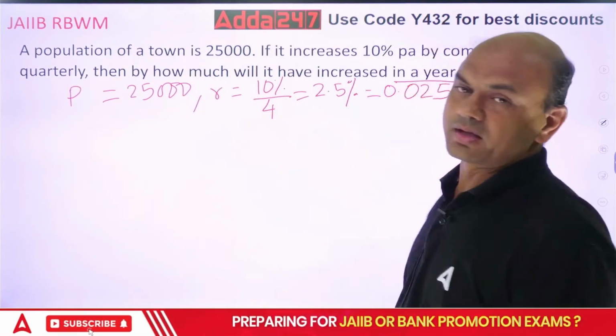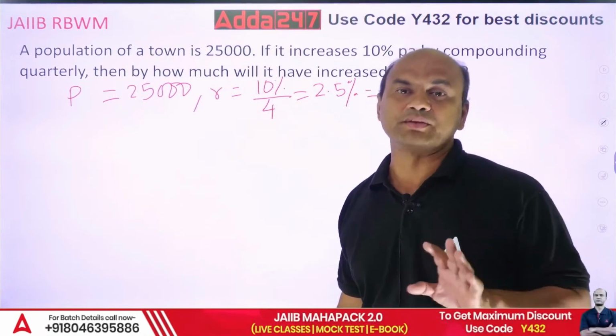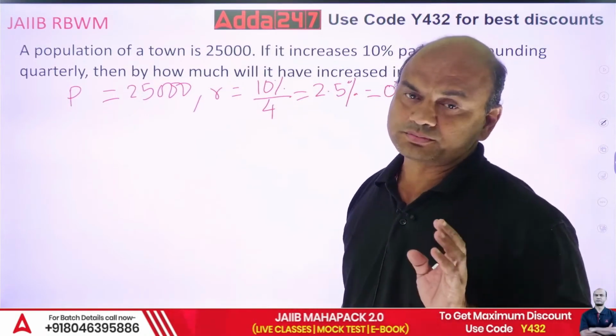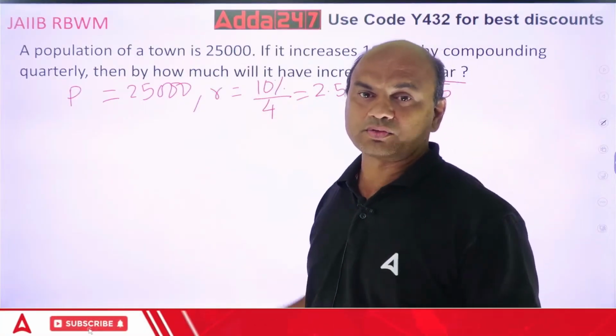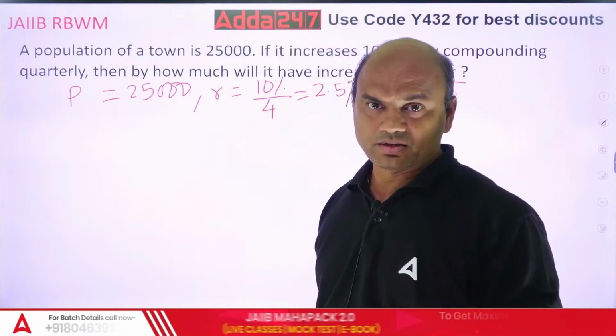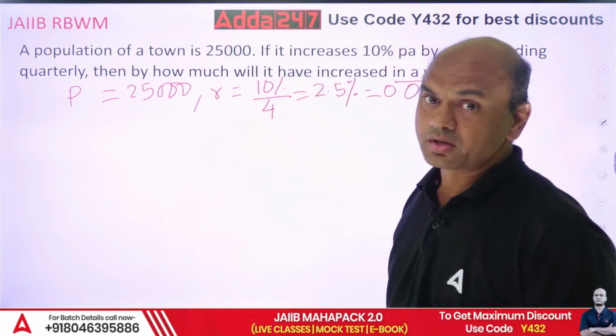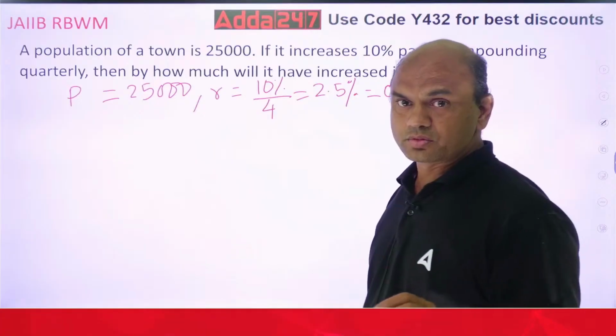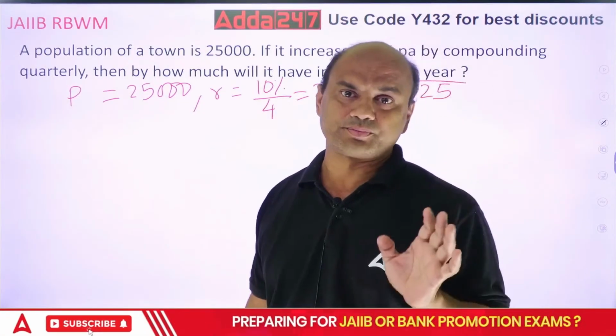This way you have to write it. R equals 10 upon 4. Whenever you want to compound it quarterly, you have to divide by 4. Whenever you have to compound it half yearly, you have to divide by 2. Half yearly is 2, quarterly is 4.